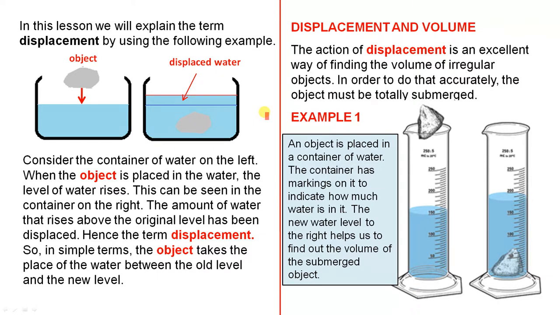Consider the container of water on the left. When the object is placed in the water, the level of water rises. This can be seen in the container on the right. The amount of water that rises above the original level has been displaced, hence the term displacement. So, in simple terms, the object takes the place of the water between the old level and the new level.